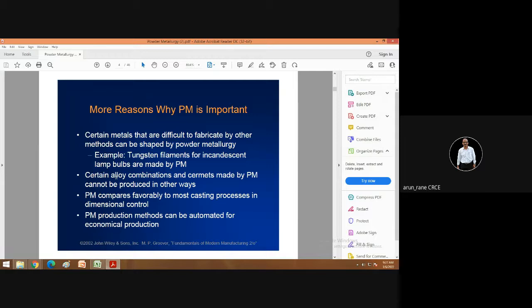Tungsten filaments. Again, there is no other process than powder metallurgy nowadays. Cermet is again a kind of carbide, and it is again a popular material in cutting tool industry.